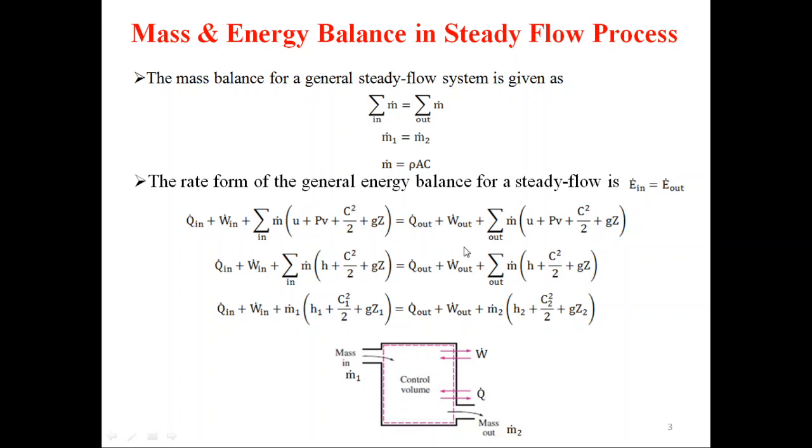Right side represents the exit or leaving. So this Q dot out means amount of heat given by the system. W dot out means rate of work done by the system, plus this is the energy associated with the flow stream. The next equation is the same, only we have replaced this u plus P v with the small h, it is specific enthalpy. If we apply this energy balance for the given diagram, then we will get this equation. As there is only one entry point, here we have replaced this summation with one symbol, and there is only one leaving, so we have replaced this summation with the two symbol.